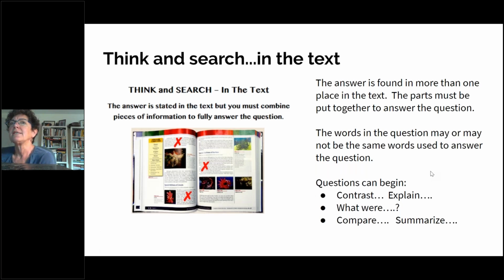Another kind of question is called think and search. So the answer is in the text, but maybe in more than one place. So we have to think about the question and then find the answer and put it together. So in the case of the picture of the man in the hazmat suit, if we had read the article that went along with that picture, we would have known about the protest against nuclear power, and we could have put together that the man was on his way to the protest.